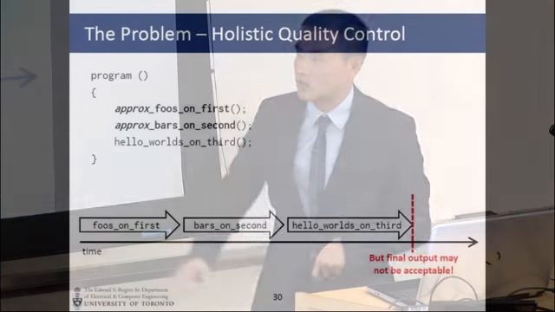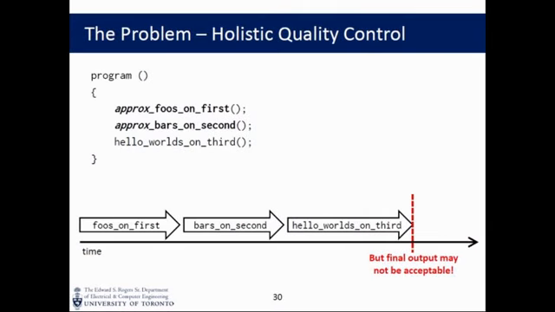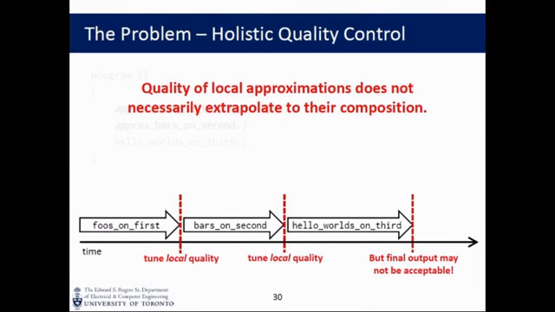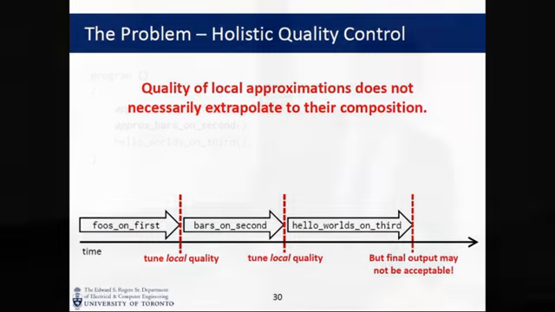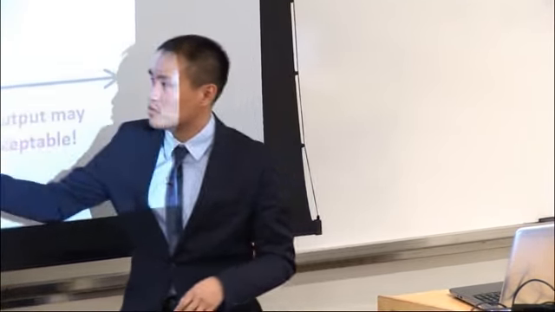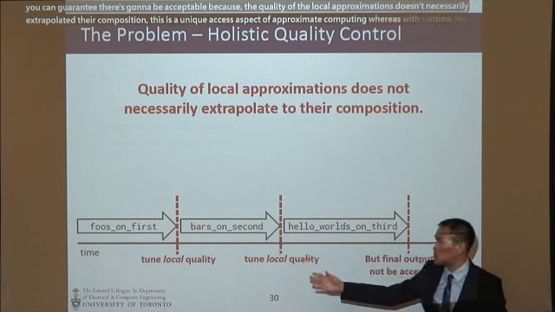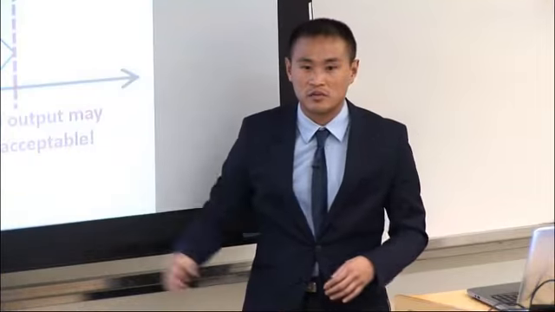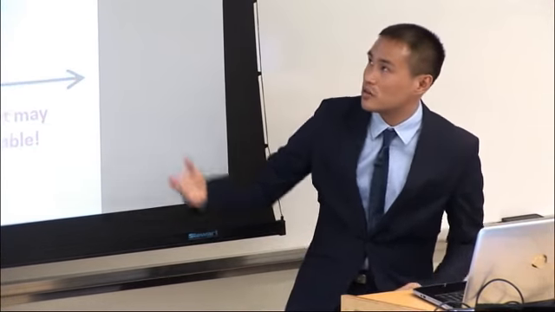The problem though is, what happens with the final output? You can't guarantee that it's going to be acceptable, because the quality of the local approximations doesn't necessarily extrapolate to their composition. This is a unique aspect of approximate computing. Whereas with runtime, for example, you reduce the runtime there and you could easily reason about the runtime reduction for the total application. But in terms of quality, it doesn't work that way.